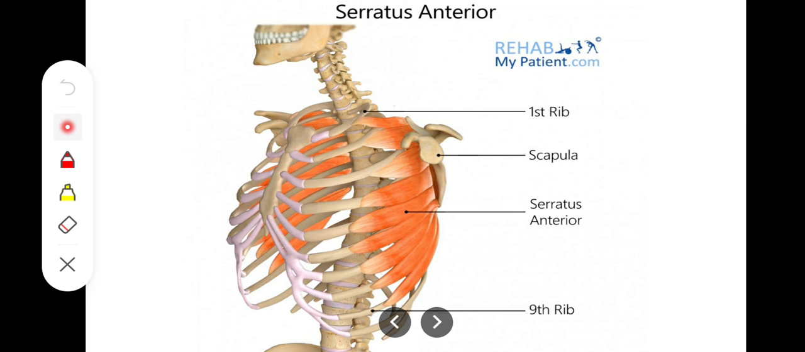So these all were the muscles of the pectoral region. These are the origin, insertion, nerve supply, and action of each of these muscles.